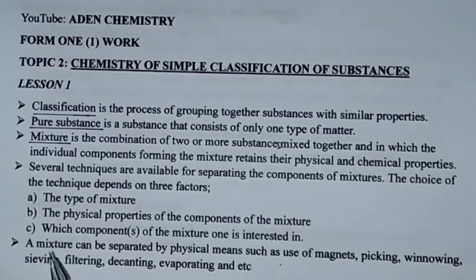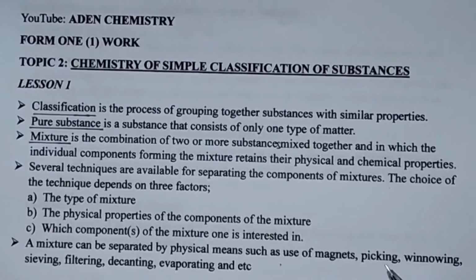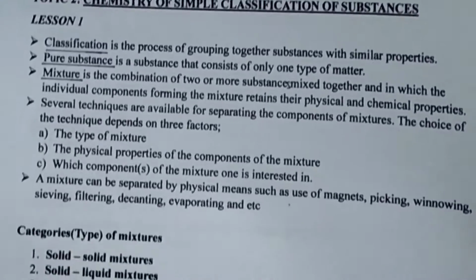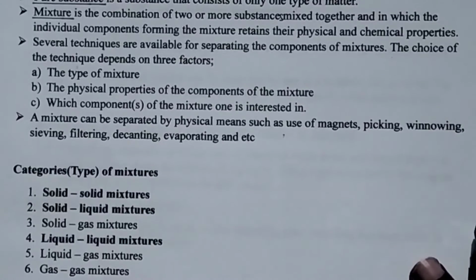So we're saying a mixture can be separated by physical means, such as the use of magnets, picking or hand picking, winnowing. We have sieving, filtering, decanting, evaporating, and so on. Next we are saying categories or types of mixtures. We have 6 types, or 6 categories, of mixtures.